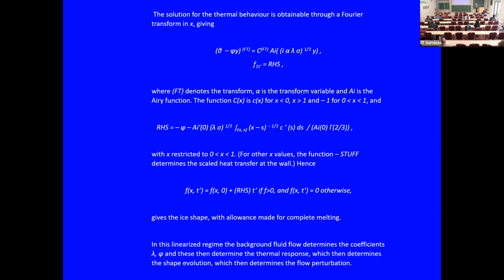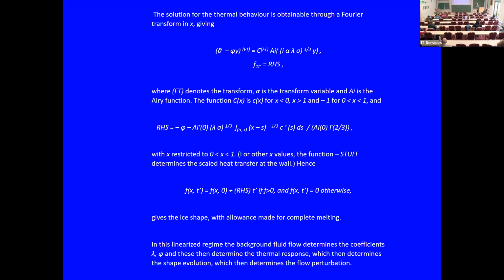Do we need to say anything else? Oh, and then it's straightforward to integrate this linearized problem in time. The shape F will be the initial shape you have plus this RHS term times time. So it's relatively simple. But there is a little catch, of course, that F must stay positive. If this predicts F to be negative, then we have to replace F by zero, because the ice at that point has all gone. So in a sense, this is making it quasi nonlinear. Doesn't matter.